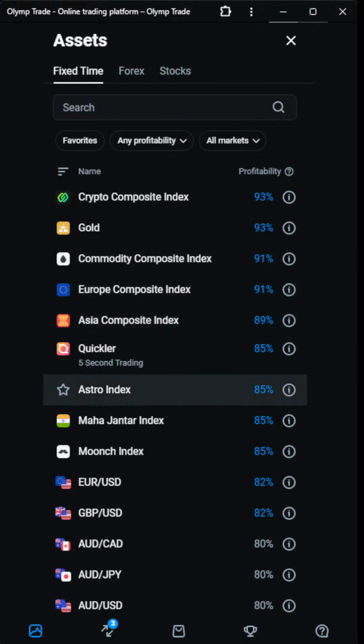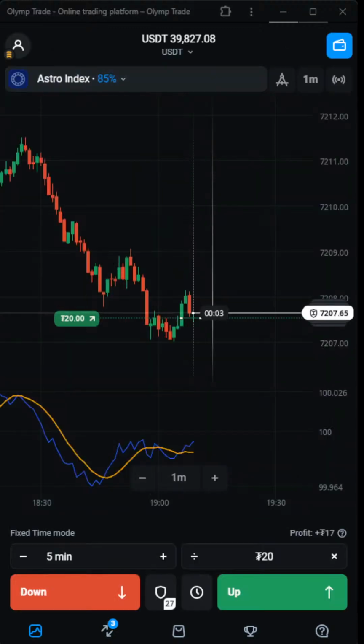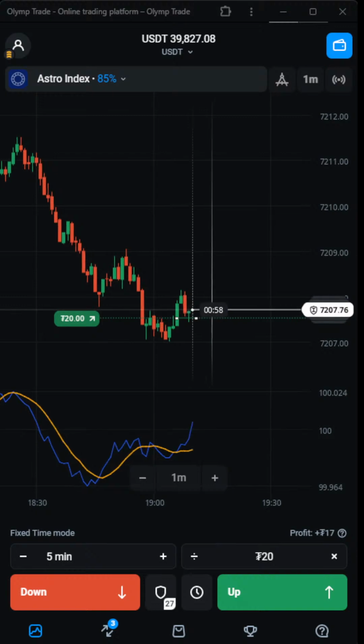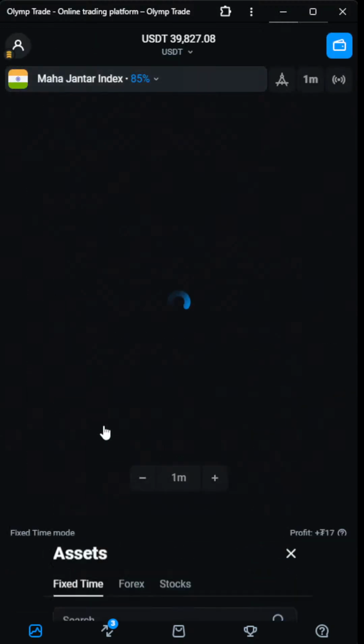I think I missed some comments there. Let me read your comments, guys, once again. How long do you trade for? It depends upon the signals, sir. If you find good signals, we can hold a position there for a considerable amount of time.